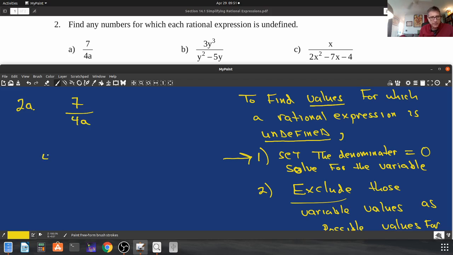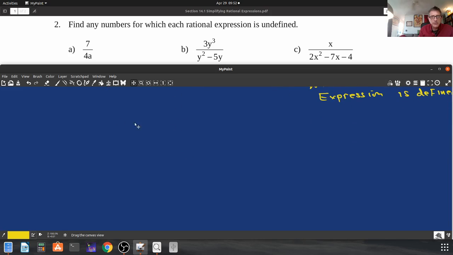So what do we do? Step 1 says, I set the denominator equal to 0 and solve for a. Divide both sides through by 4. So a is equal to 0 divided by 4, which is equal to 0. So a equals 0 is the value of a for which the rational expression is undefined. So that's all they're asking for here. And really that's all you do, is just simply say this is defined for every a except this one.